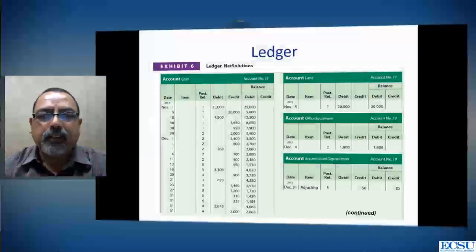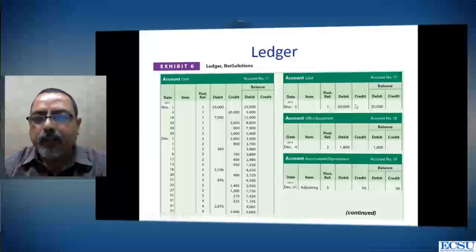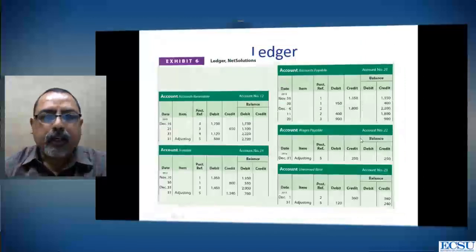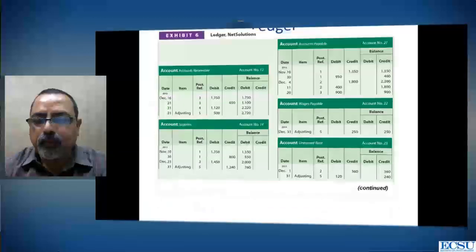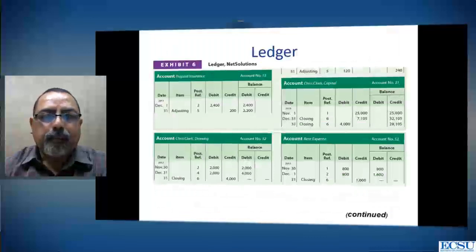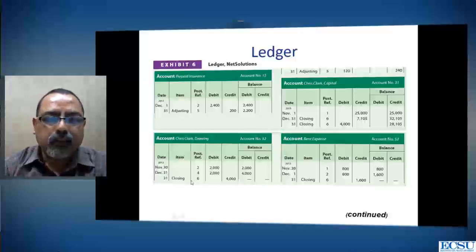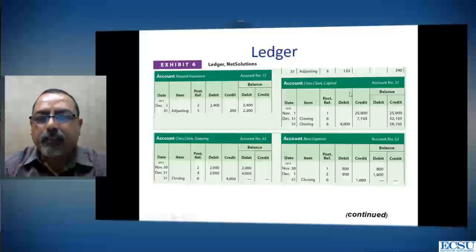So if you see, cash is a permanent account, so we don't close it, so that's why it has a balance. Land equipment is also permanent, and then accounts receivable, supplies, accounts payable, wages payable, unearned rent also permanent. Prepaid insurance, Chris Capital, drawings, you can see the drawings account has been closed out and the balance is zeroed out. So that is here, as you can see on the item, there is a closing. And in case of capital, of course, it's a permanent account. We don't close it, but we bring some items into it.